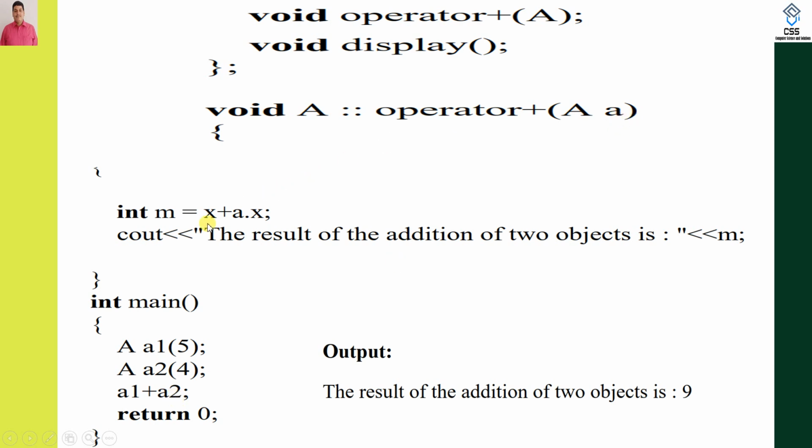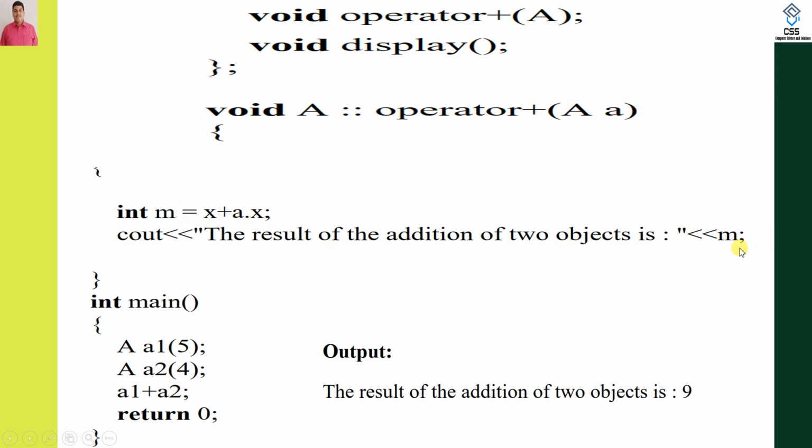Now a means what? The local member, and x is what? The first object. A1.x means 5 plus A2 means what? The second object means 4. Means 5 plus 4, it will be 9. The result will be displayed as 9.